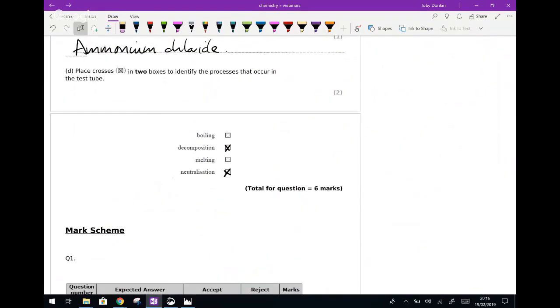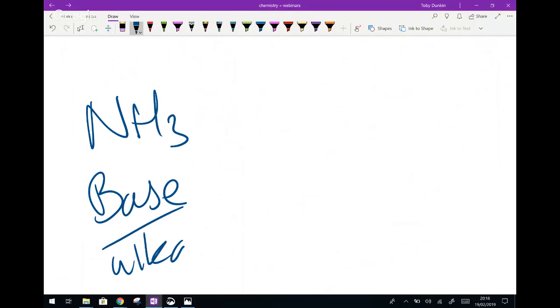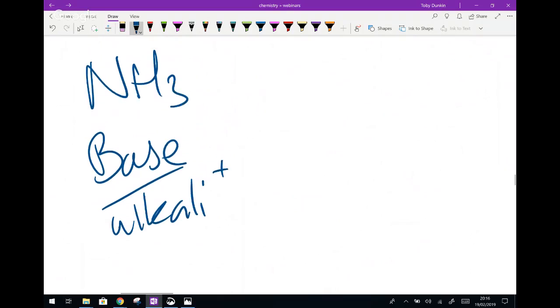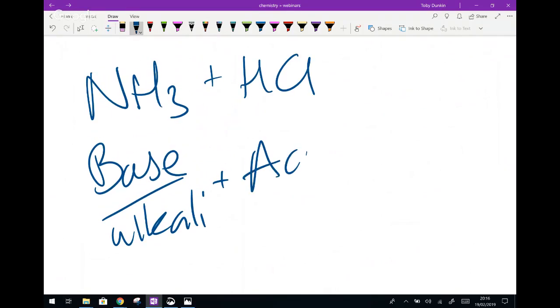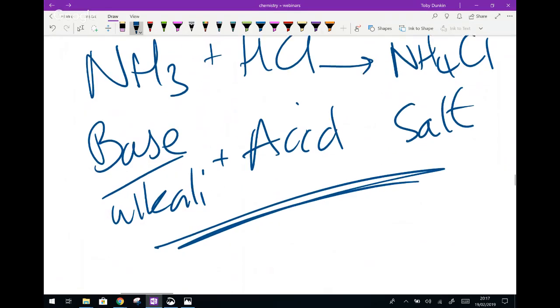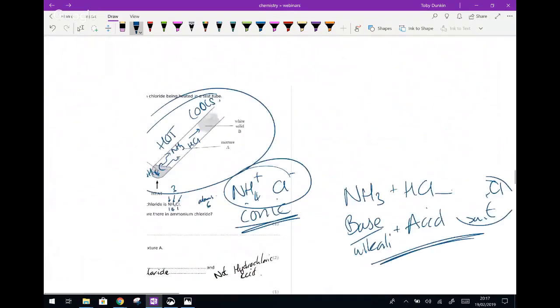And then what processes are happening? Decomposition at the bottom of the boiling tube and neutralization at the top. Well, people often ask me, why is it neutralization? Because I have ammonia, which is a base, or if you like to call it an alkali, being added to HCl, which is an acid, and they're going to neutralize and form a salt. Now, this equation they love, because we know acid plus alkali equals salt and water. But in this case, you don't get it. It's really unusual, and they do love asking you.